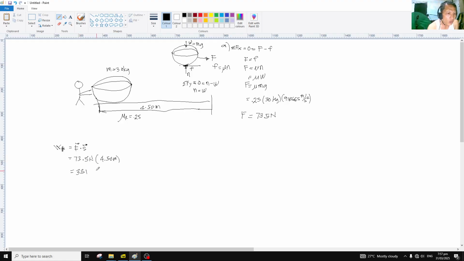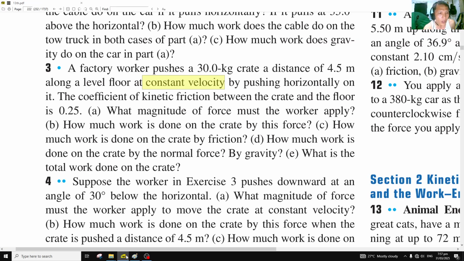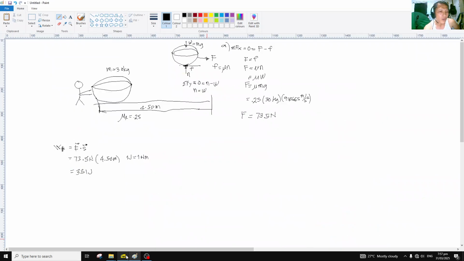331 Newton meter is joule. So 1 joule is equal to 1 Newton meter. Okay? That is for your letter B. So malakas naman siguro. How about letter C? How much work is done on the crate by friction?